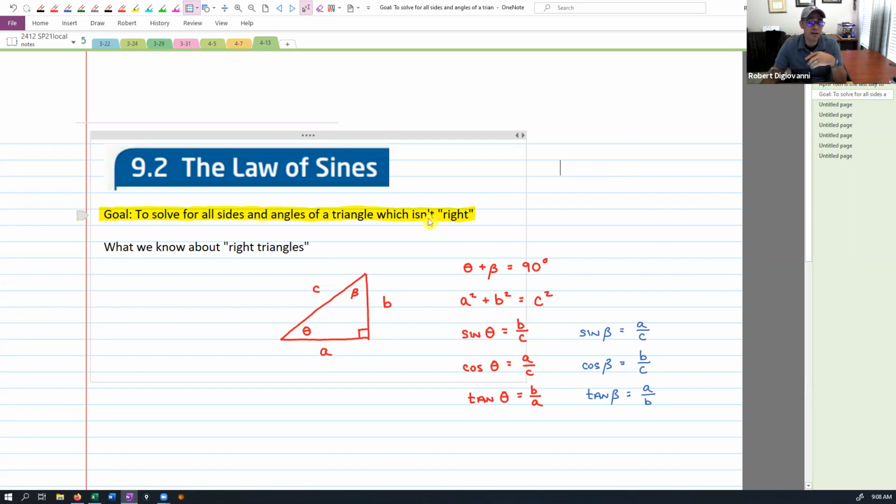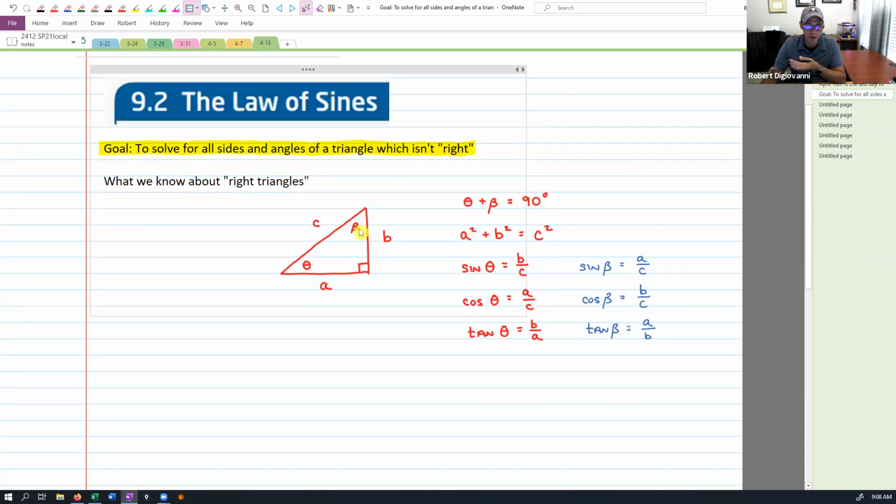What we already know about right triangles is that if we have a right triangle, I've labeled one here, A, B, C are the sides. I put theta and beta in here. First thing we know is that theta plus beta has to be 90 degrees. That's because if this is a 90-degree angle and the sum of all the angles of a triangle has to be 180, then these two together have to add up to 90. We also know a squared plus b squared is c squared. That's the Pythagorean theorem. We've been using that for weeks and weeks now.